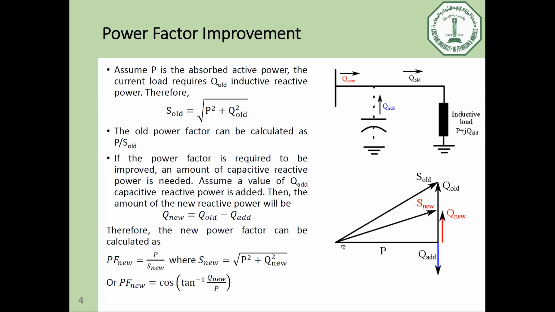For the new value of S also, we can say S new equals the square root of P squared plus Q new squared. Okay, Shabab? So this is the idea of power factor compensation. Is there any question, Shabab, in these parts? Yes, doctor.